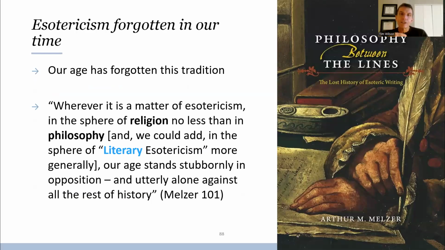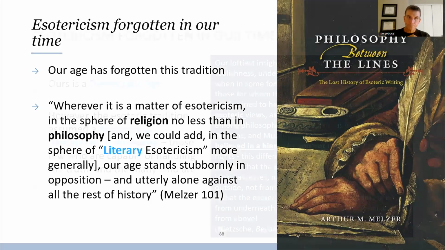So as I mentioned, our age has forgotten this tradition. And this is to quote Meltzer: wherever it is a matter of esotericism in the sphere of religion, no less than philosophy, and part of my point is we need to think of a broad taxonomy here, and we could add the sphere of literary esotericism more generally here. Our age stands stubbornly in opposition and utterly alone against the rest of history.